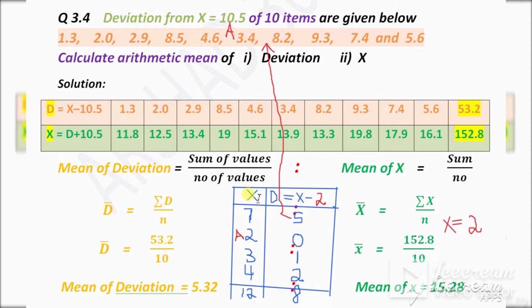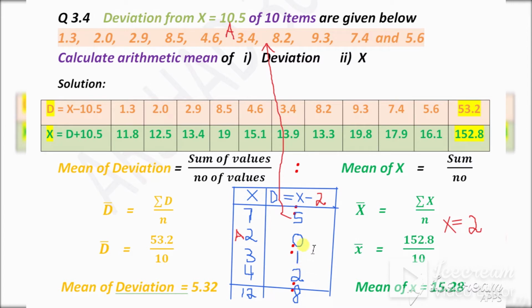For example, a variable x, assume these value. These are the value of x: 7, 2, 3 and 4. Now assume any value from this x as a. So I consider this one 2 as a. Now what does d mean? D mean x minus a. So x minus 2. Now x 7 minus 2 is 5, 2 minus 2 is 0, 3 minus 2 is 1, 4 minus 2 is 2.